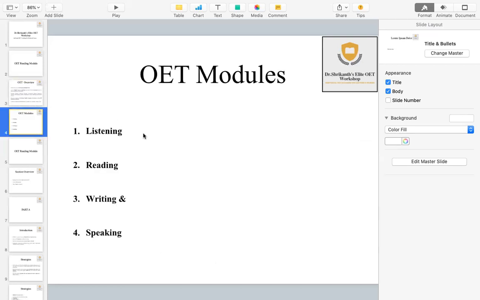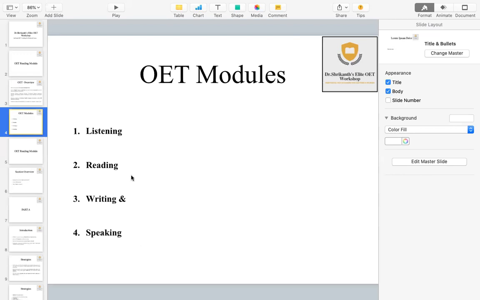OET consists of four different subtests or four different modules, so it is very much similar to the IELTS. Let's see what those four different subtests are: the listening module, the reading subtest, the writing subtest, as well as the speaking interview. These are the four different components of OET, and it takes one whole day to complete the OET examination.